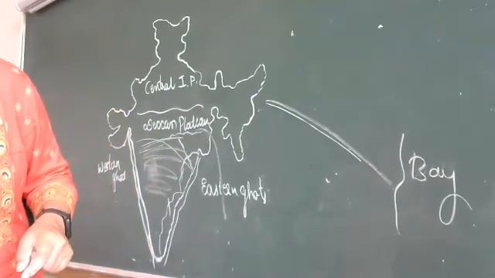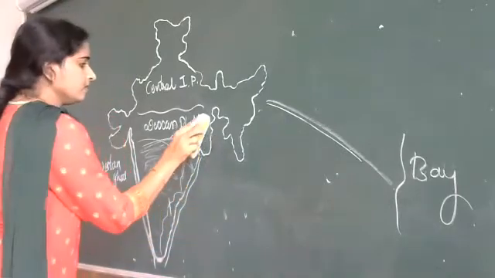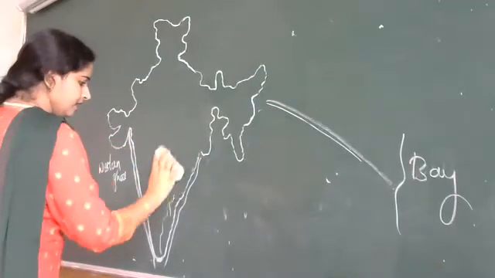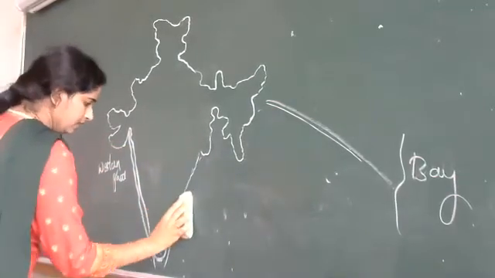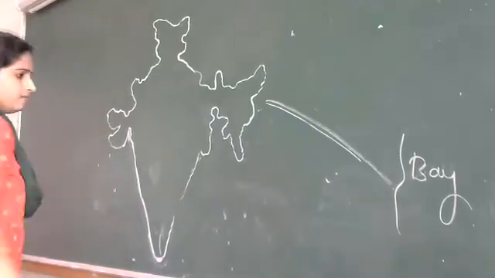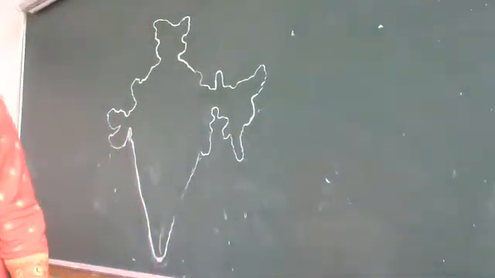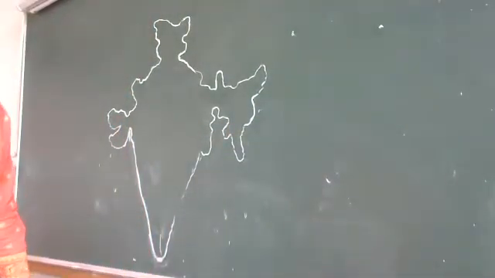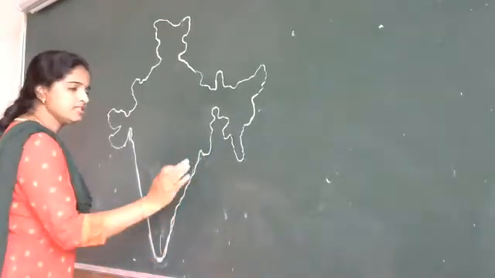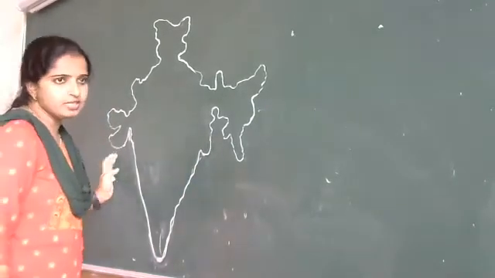It has hill ranges from east to west. These Western Ghats and Eastern Ghats have hills. The range on the east is called Eastern Ghats. This is called Eastern Ghats and this is called Western Ghats.